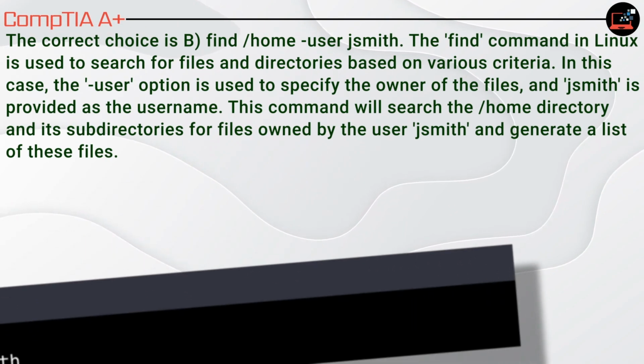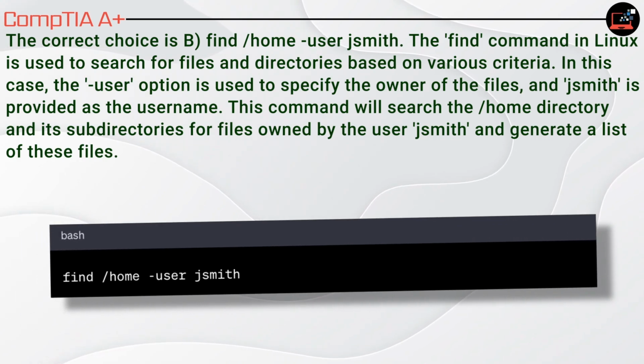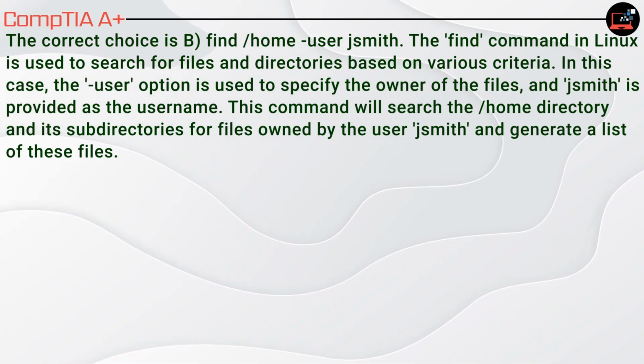The correct choice is B. find /home -user gsmith. The find command in Linux is used to search for files and directories based on various criteria. In this case, the -user option is used to specify the owner of the files, and gsmith is provided as the username. This command will search the /home directory and its subdirectories for files owned by the user gsmith and generate a list of these files.